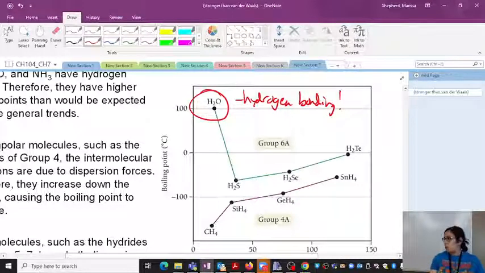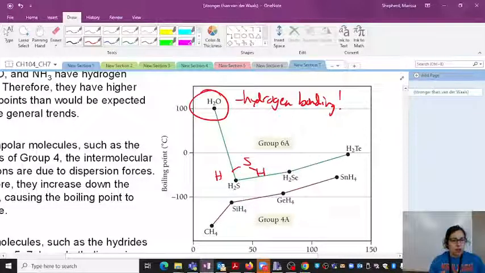So again, it's that special scenario. And so all these other ones just follow the general trend. Methane, if you recall, is nonpolar. All these are nonpolar. Oh, I see it in the chat too. So hydrogen bonding and polarity. Exactly. So all these group 4 are nonpolar, so they're down here. And then group 6, these ones would be polar.